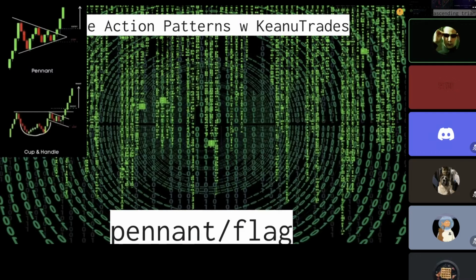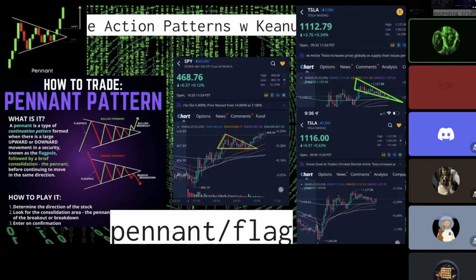So here's another little flag. It's called a flag, pennant, or bull flag, or there's flags or pennants. They are not always perfect. As we see in the middle there, it's a little bit crooked.